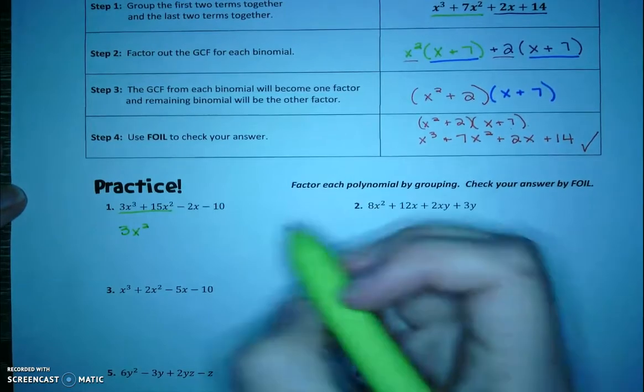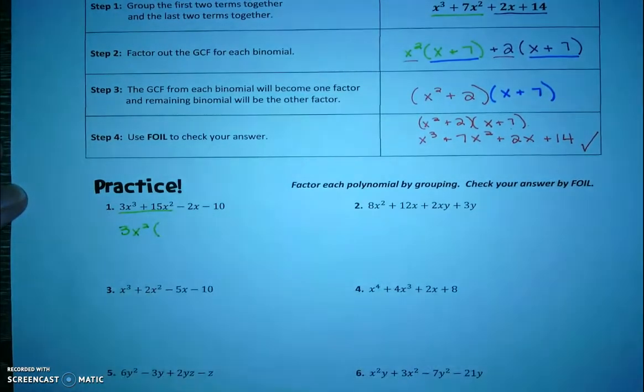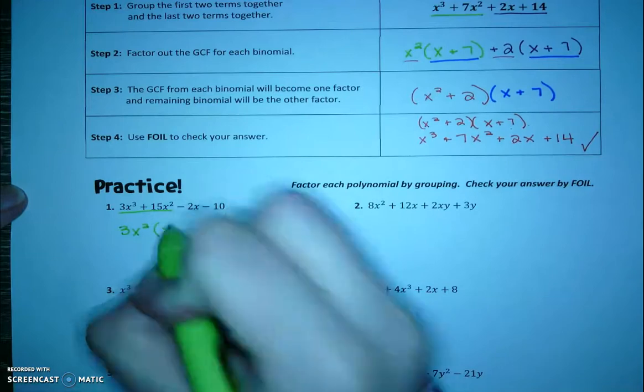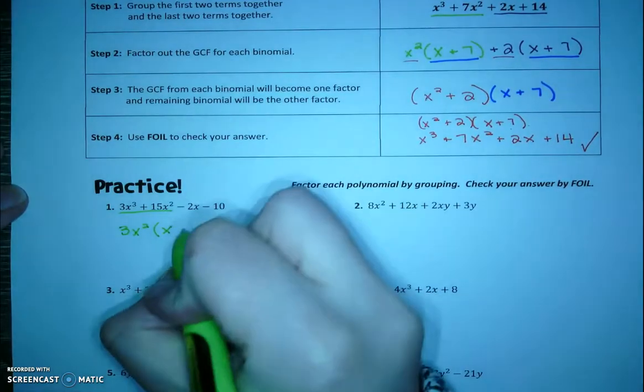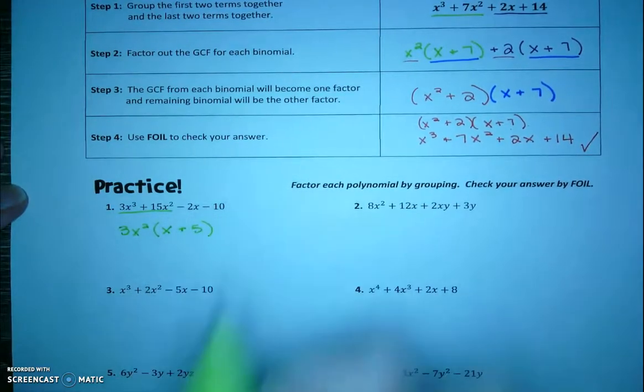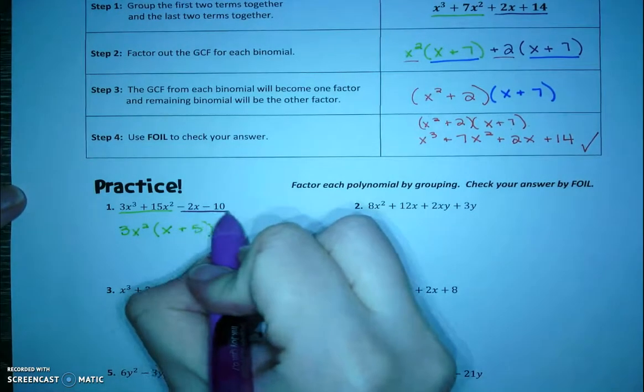When I do that, what's left on the inside? For the first term, when I do 3x cubed divided by 3x squared, that just leaves me with a single x. And then when I do 15x squared divided by 3x squared, that just leaves me with positive 5. So that was factoring a GCF out for the first 2 things. Now I need to do it again with the second 2 things.